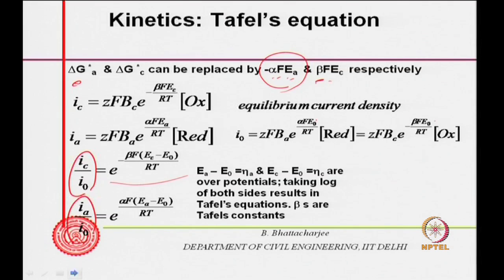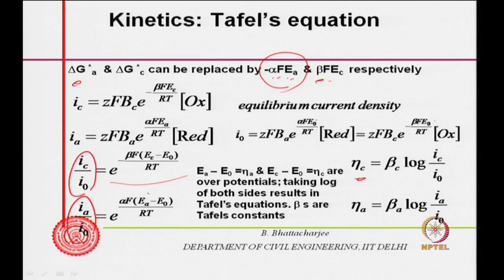If I take log of both sides, I get what is known as Tafel's equation. So I will get eta, which is nothing but overpotential, eta C and eta A, and if I take ln or log of both sides, I will get some constant. I call it Tafel's constant, anodic constant, cathodic constant, and log of I C by I 0. So these are called Tafel's curves.